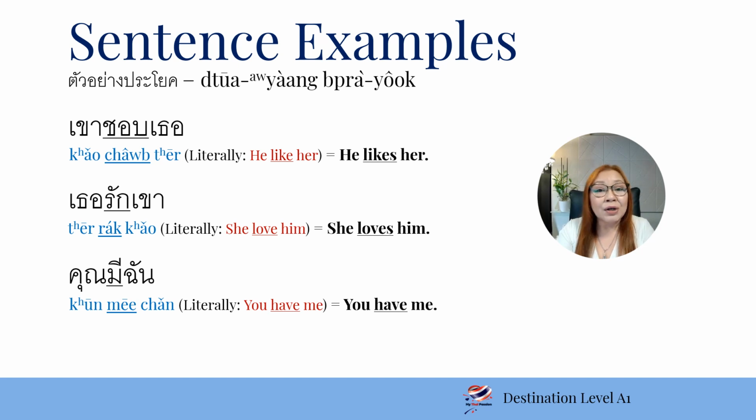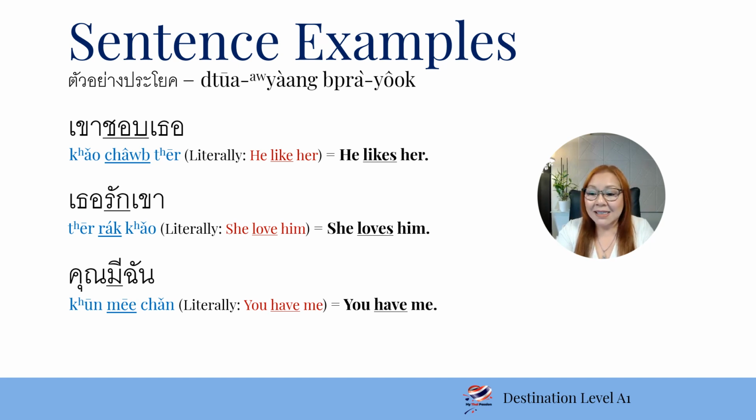Now let's look at the second sentence and compare the position. Okay? เธอรักเขา. She loves him. So you see, now เธอ is in the position of the subject, so therefore เธอ now means she. And เขา is in the object's position, so เขา now means him. เธอรักเขา, She loves him.